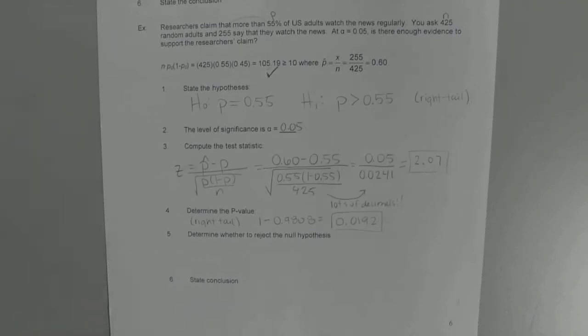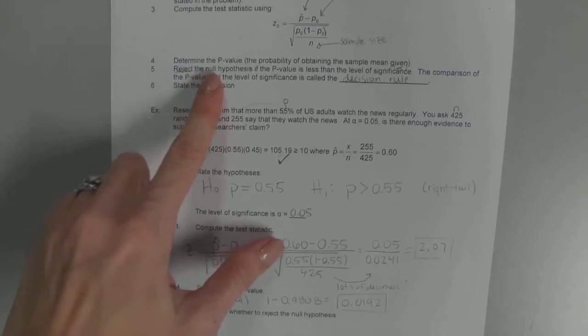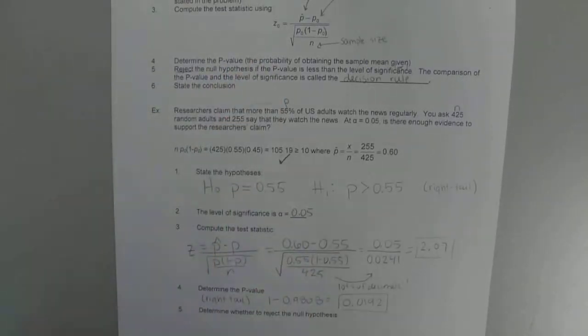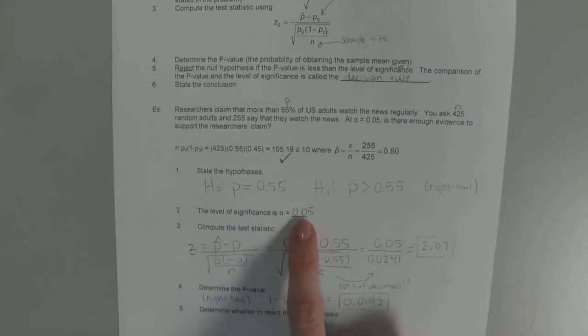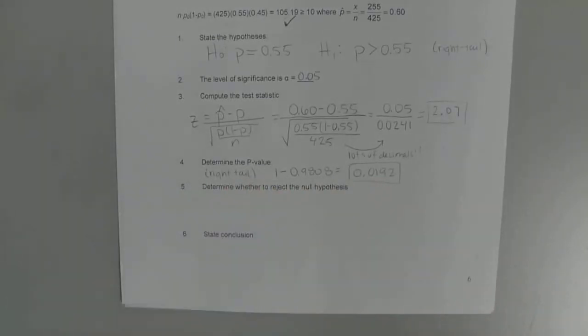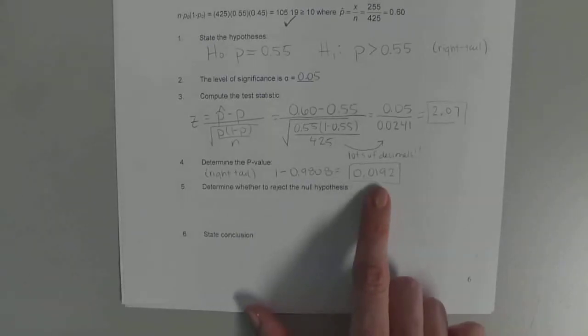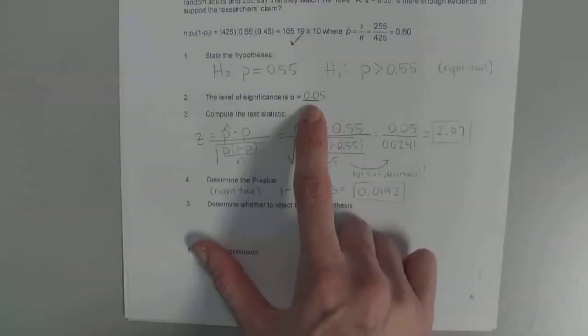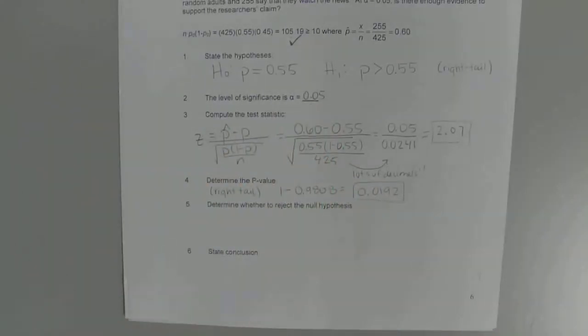So we're going to go back to number 5 up top and just read what it says. It says, reject your null hypothesis if your p-value is less than your level of significance. What was our level of significance? 5%. What's our p-value? 55. Nope. Okay, so that's going to get confusing, right? She's thinking p, our population proportion, but the p-value is 0.0192. So is this less than our alpha? Yes.